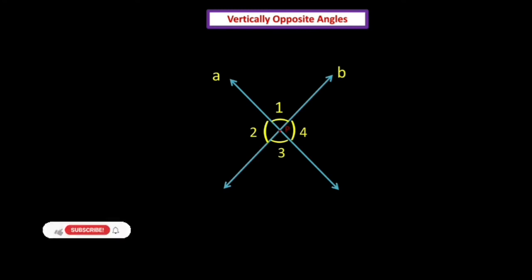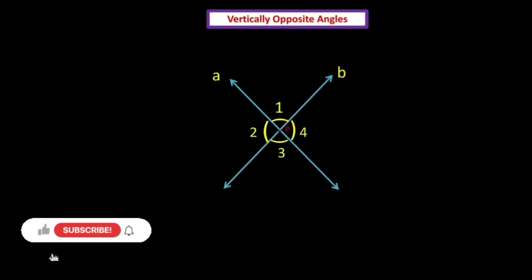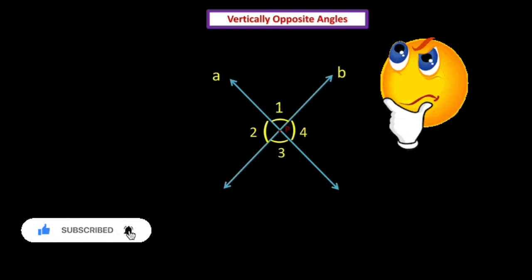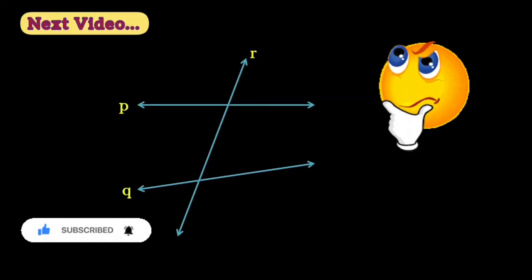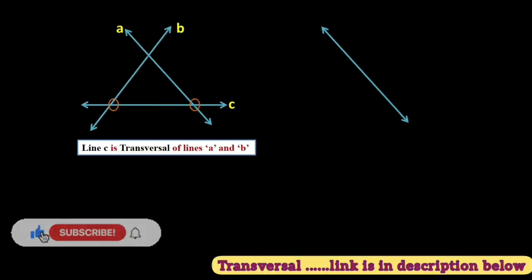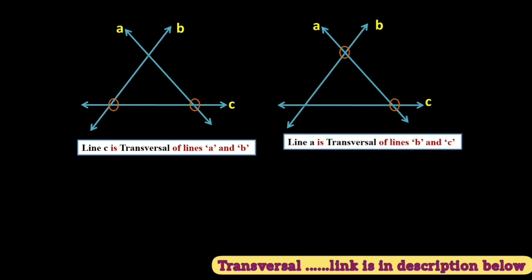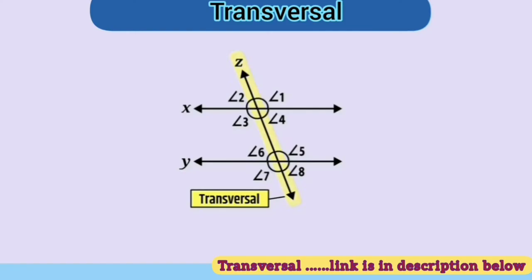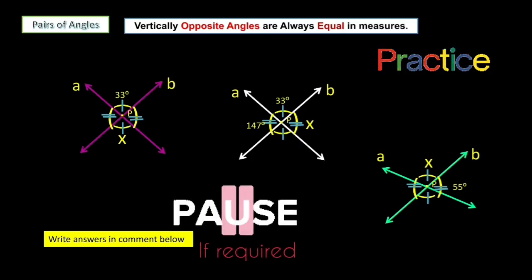We have understood if two lines intersect each other at a point, it forms four angles. What if a line intersects two or more distinct points? Then what will it be called? How many angles will be formed? If you want to know this concept, then click on link displayed top right corner of this video or in the description below. I am sure you must have understood this concept.